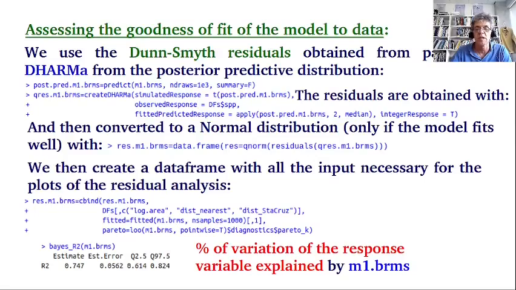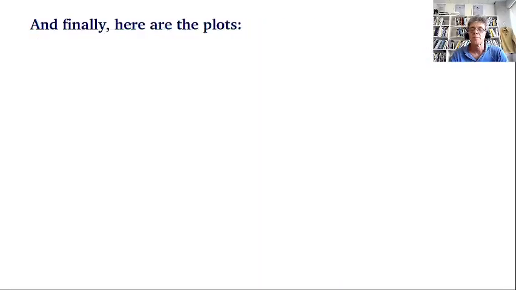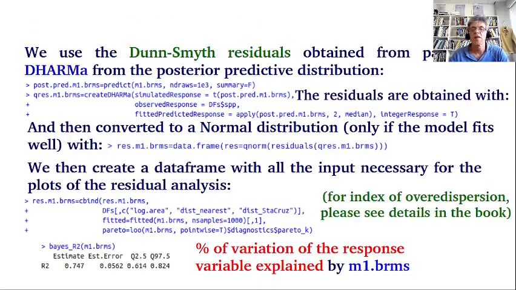We, by the way, obtain the percentage of the variation explained by the model, and the model M1 explains 74.7% of the variation of the response variable. There's an explanation of how to obtain the index of overdispersion for this Bayesian count GLM, so please see details in books if you want to obtain it.